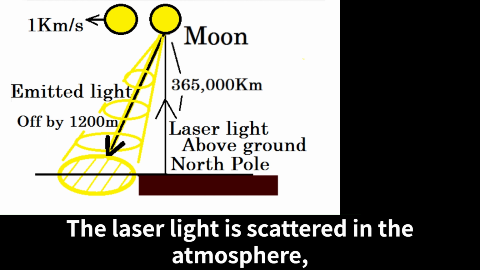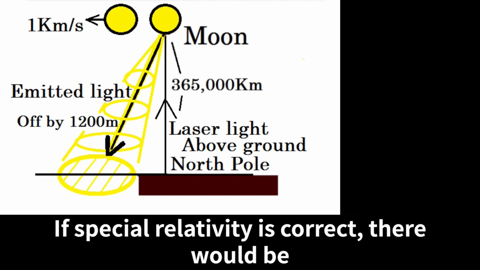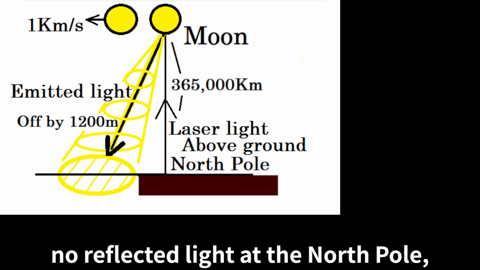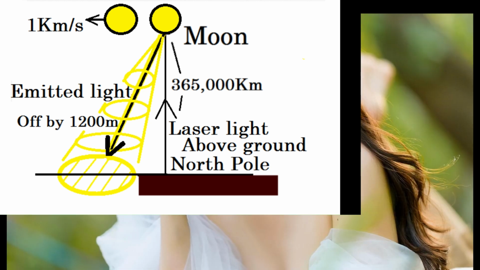The laser light is scattered in the atmosphere, and its maximum diameter is 1,000 meters. If special relativity is correct, there would be no reflected light at the North Pole. But if we shine light on the North Pole, that principle will break down. What do you think?